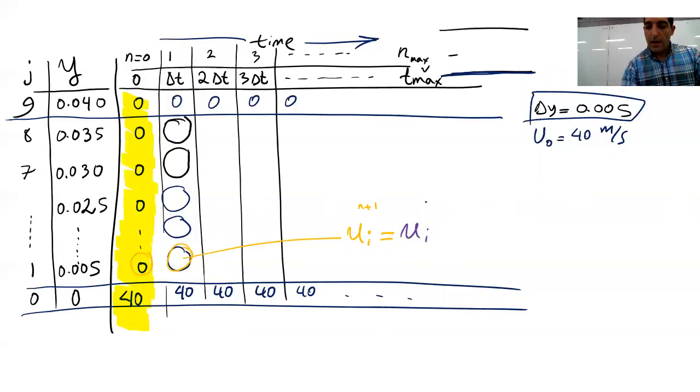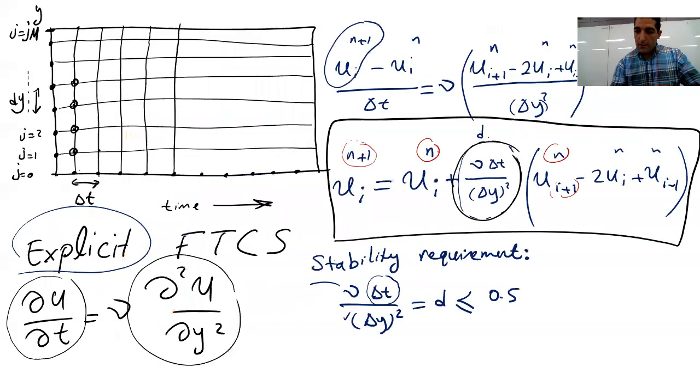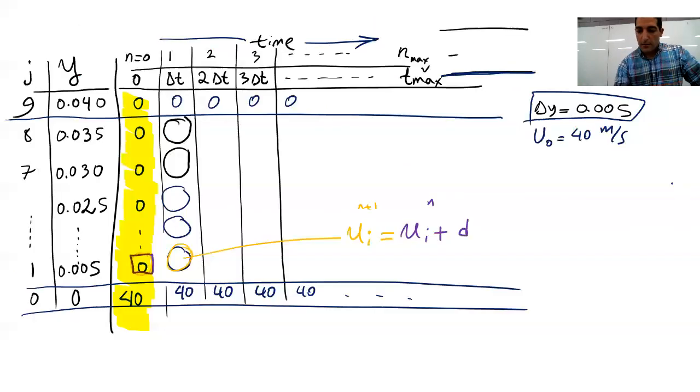We need ui at n, which is this, plus d, which is a constant because we have nu delta t over delta y squared. Again, this is my d. And now I'm going to multiply it by ui plus 1 minus 2 times ui plus ui minus 1. Ui plus 1 is all the way from the previous time step, right? The value here, which for the previous time step was 0, so I have that.